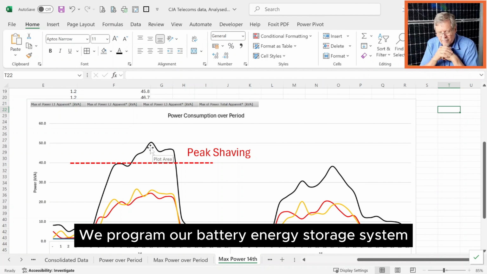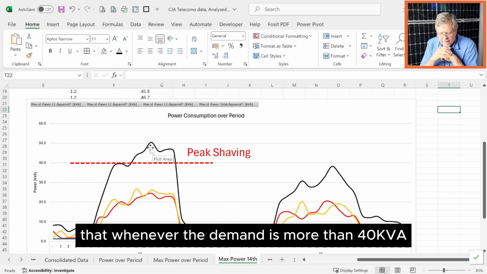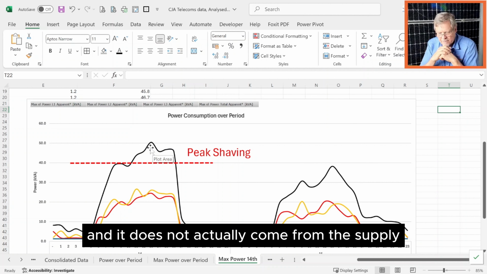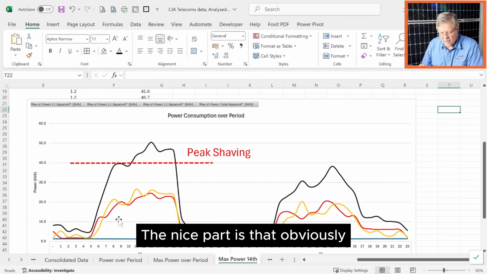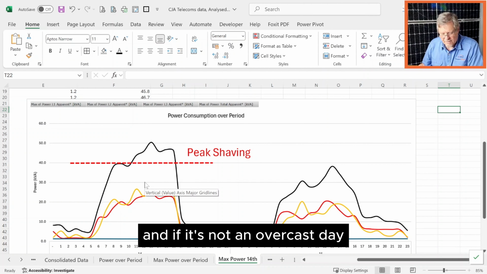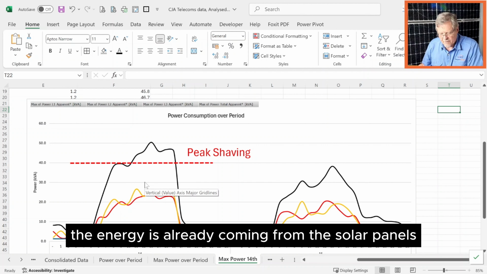We program our battery energy storage system so that whenever the demand is more than 40 kVA, the energy actually comes from the inverter and it does not come from the supply. The nice part is that obviously during this time of the day, the sun is also shining. And if it's not an overcast day, the energy is already coming from the solar panels.